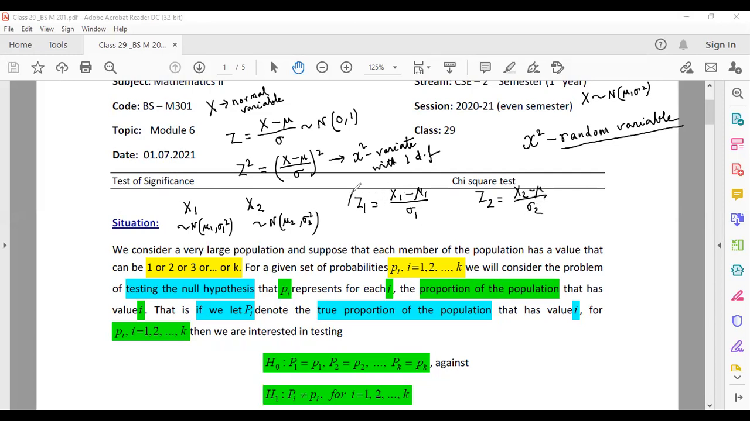Now, if I take the square of these standard normal variables, we will get this type of thing. And if I add Z1 square and Z2 square, then this is another chi-square variate with 2 degrees of freedom. So this is all about the chi-square variate.